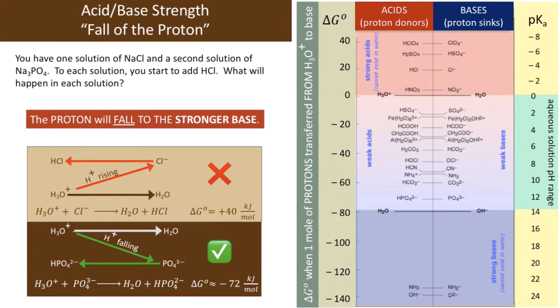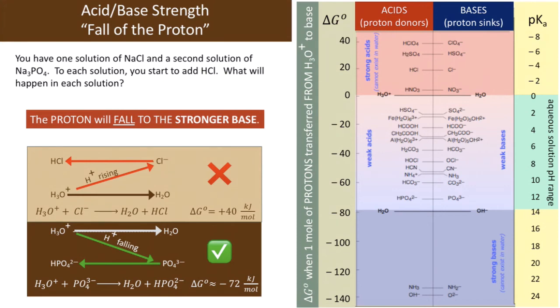Let's move on to acid and base strength, aka the fall of the proton. For an example, you have one solution of sodium chloride and a second solution of sodium phosphate. To each solution, you start to add HCl. What will happen in each solution? The key to remember is that the proton, or the H plus ion, will fall to the stronger base. But how do we decide what's the strongest base?